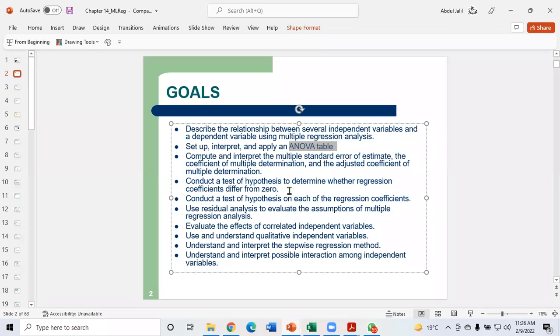Then conduct a test of hypothesis to determine whether the regression coefficients differ from zero. Actually, all these are generated directly whenever we apply regression on any kind of software. We are primarily using Excel, but you can also use SPSS.